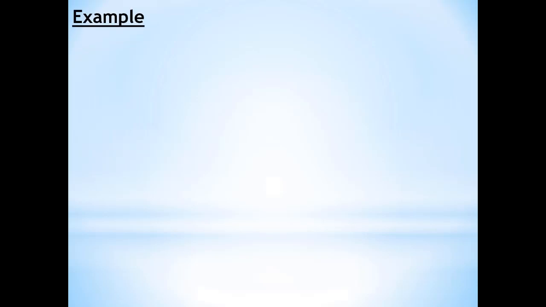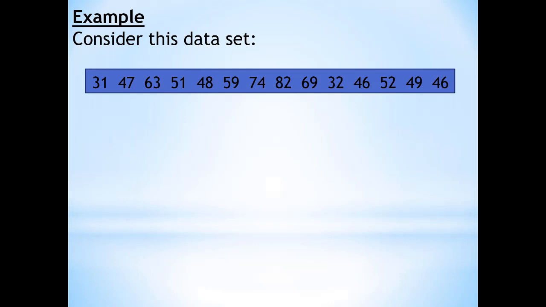How about another example? How about this data set? This data set is actually the same data set we were just looking at, only I added one extra value in. So now instead of having 13 data values, we have 14. Those values are 31, 47, 63, 51, 48, 59, 74, 82, 69, 32, 46, 52, 49, 46. Those are my 14 data entries. And we're going to find the median.